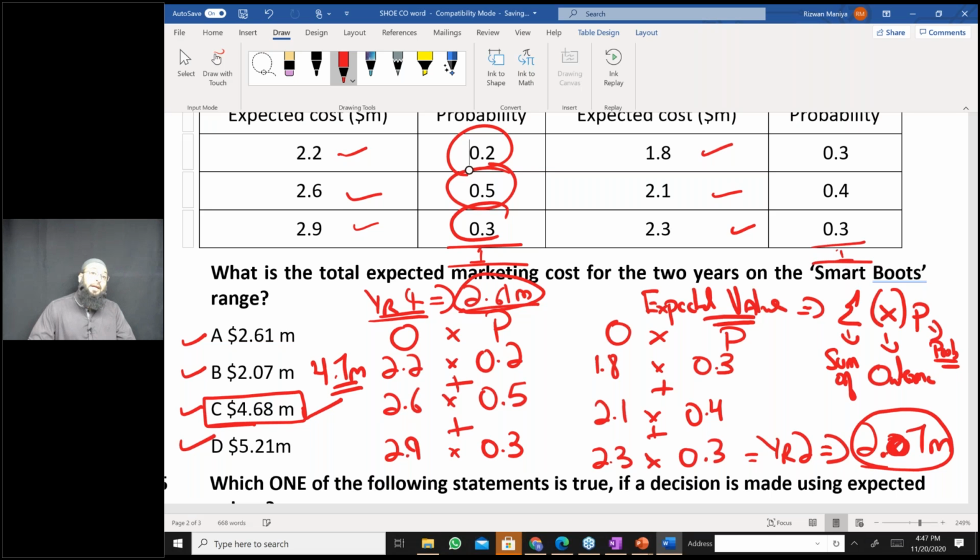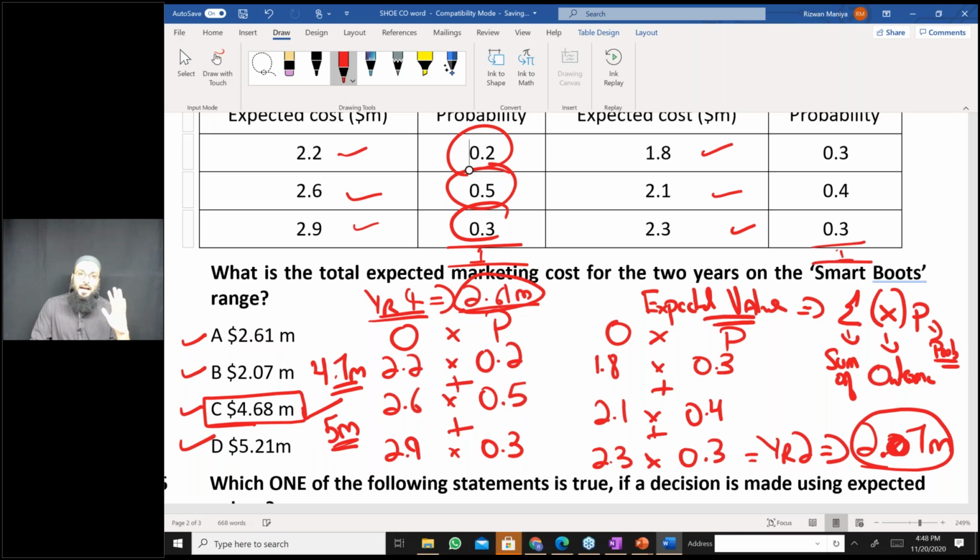So if the question required you to round off to one decimal place in millions, the answer would be 4.7 million. One more thing: if it requires you to round off to the nearest million, what would be the answer? Especially if it is a fill in the blank question. The answer in that case will be 5 million.